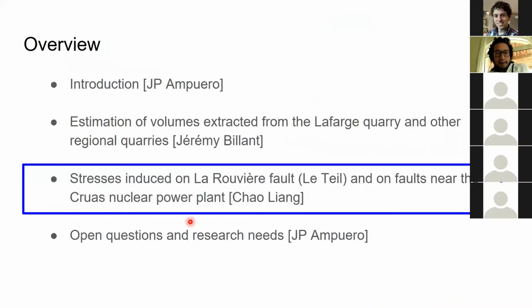All right, so I'll pass here to Chao, and I will control the slides. Chao, just tell me when to move. All right, thanks, Pablo. So from here, I will introduce you to the stress change computed on the La Rouvière fault induced by the quarry near the day, and also on the other faults near the Cruas nuclear power plant. Next.